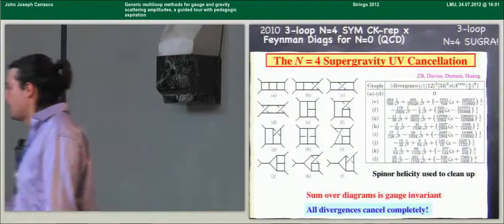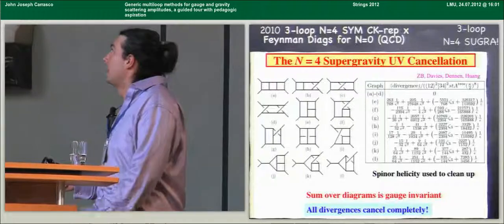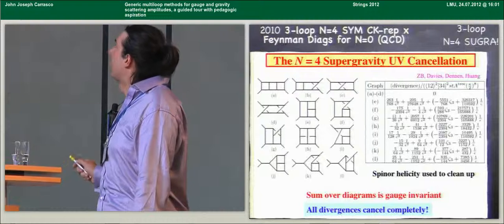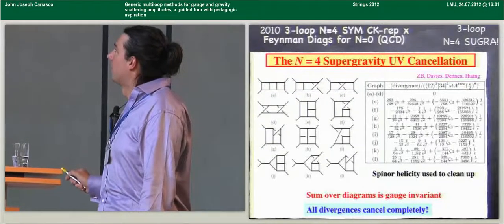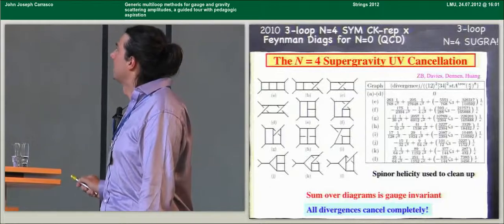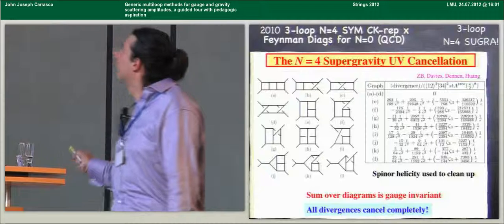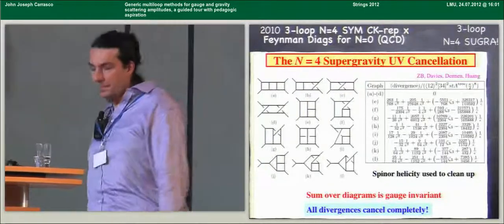And so that's what they did. So they didn't build the full 3-loop amplitude. They didn't need to. And they did find graph by graph divergences. Not in these guys. These guys are very well behaved, but these guys all have divergences. And you know, the sum over the diagrams is gauge invariant. And when you add all these divergences up, it cancels completely.